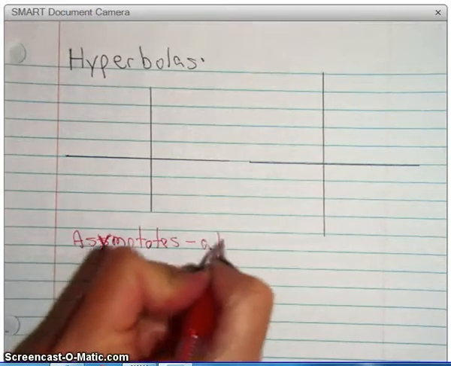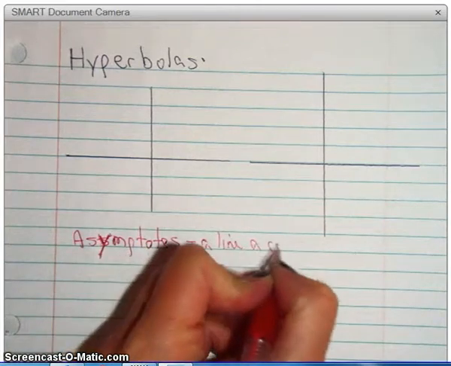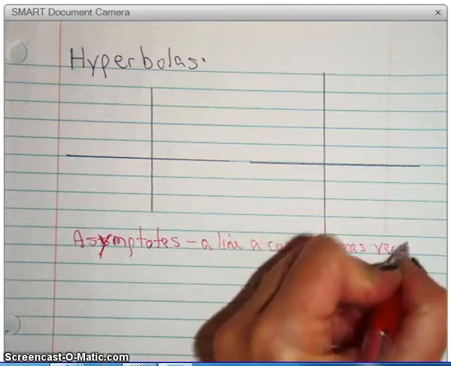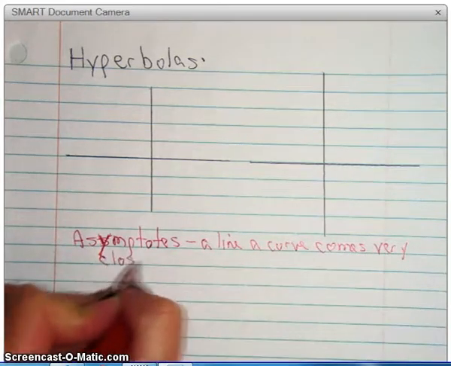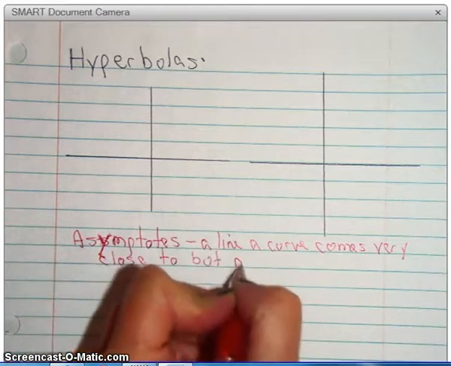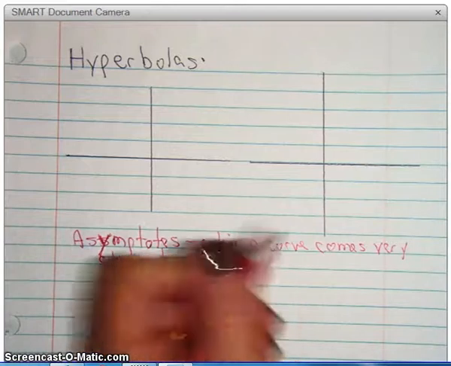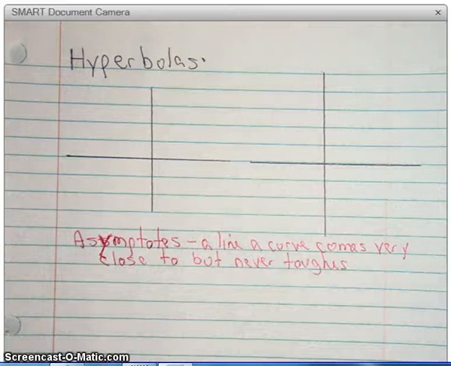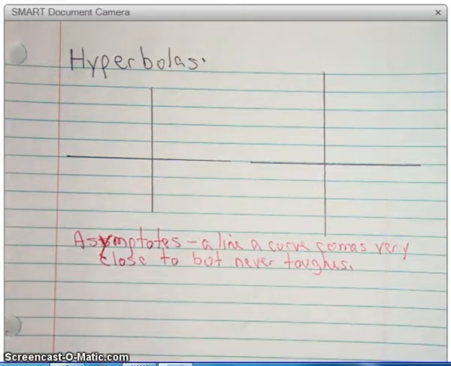An asymptote is a line, a curve, that comes very close to, but never touches. Think of it as like an electric fence for a dog. If your curve comes too close to the asymptote and touches it, Mrs. Cook will zap you. So actually write on your paper, zap.